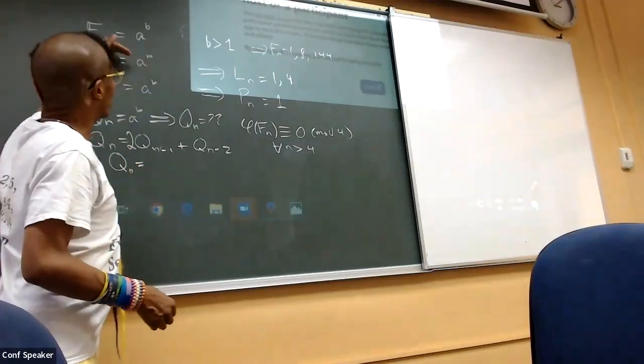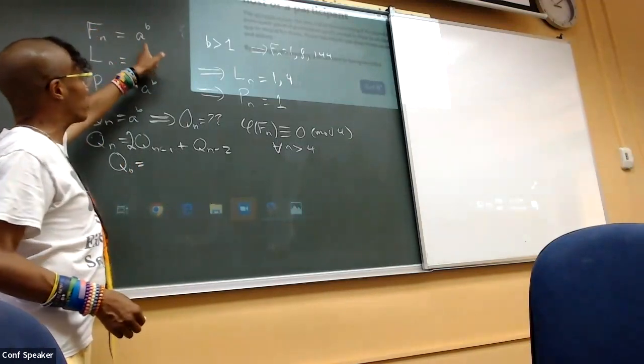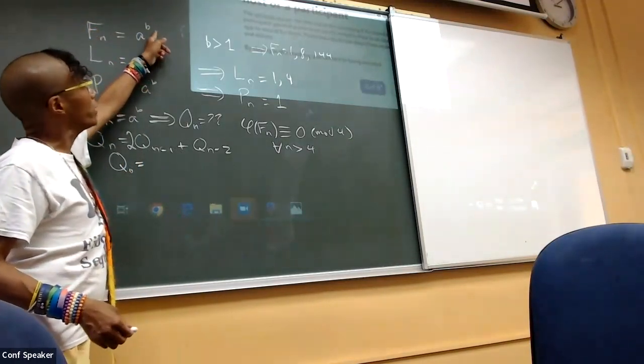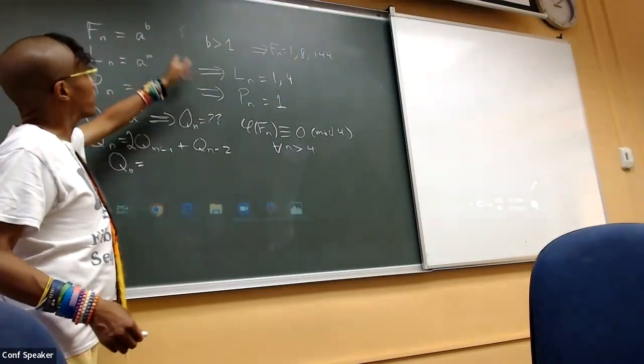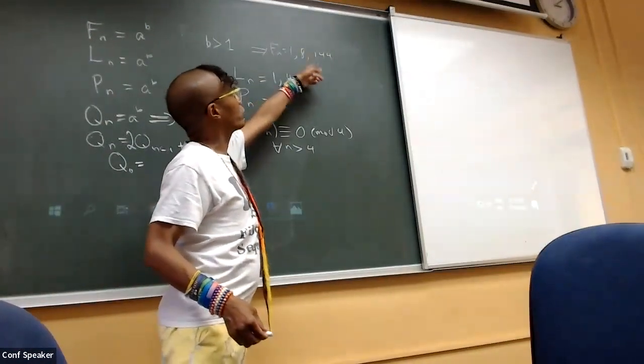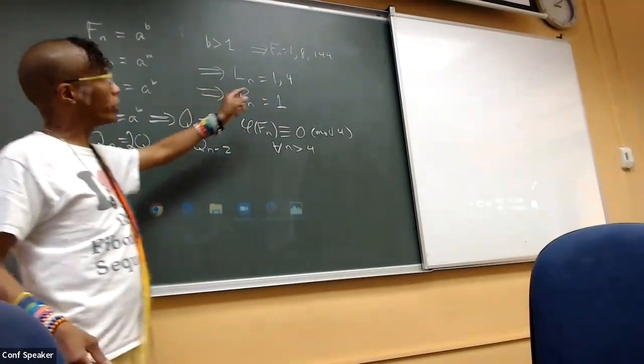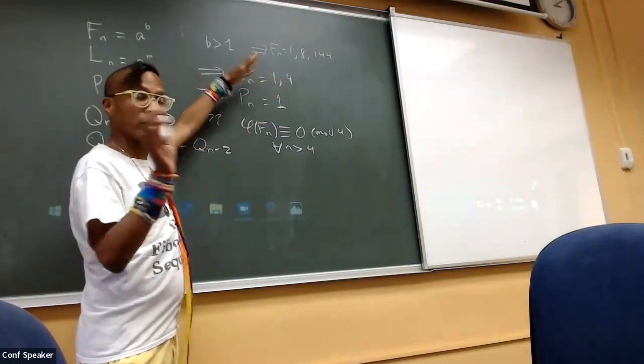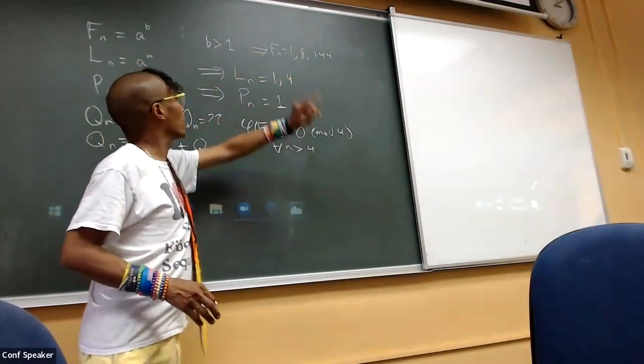Okay, perfect powers in the Fibonacci sequence. Perfect power meaning a to the b, where the exponent is bigger than 1. The only known ones are the numbers 1, 8, and 144. For the Lucas sequence, the only non-zero perfect powers are 1 and 4.